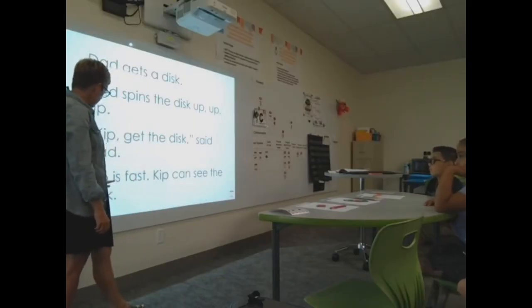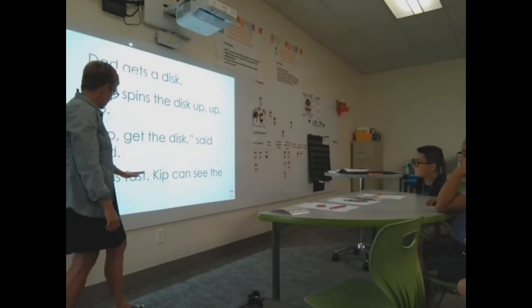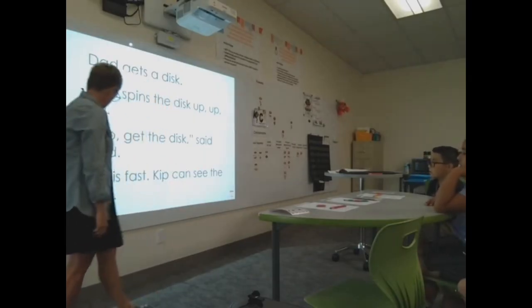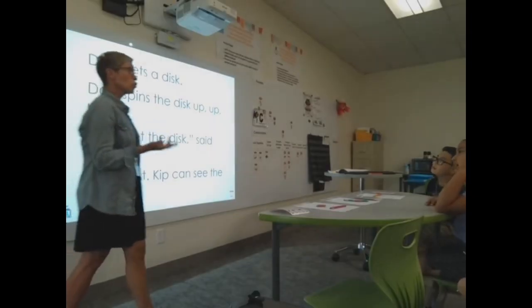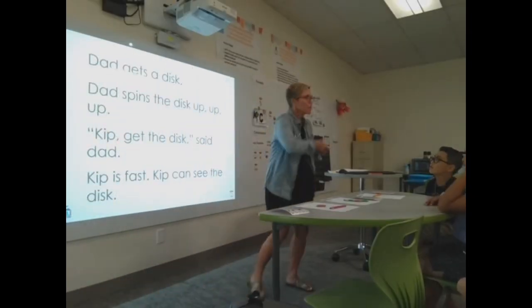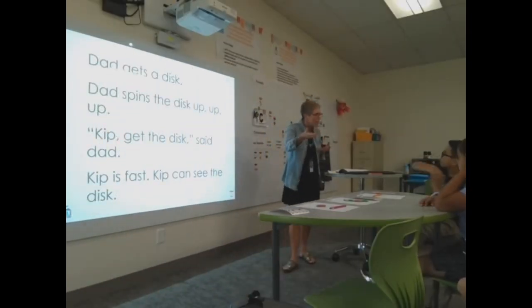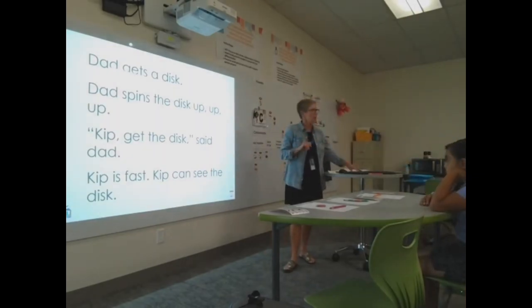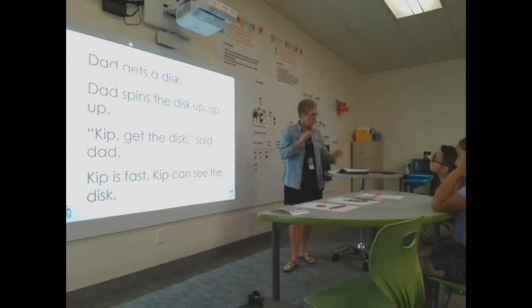Okay, let's everybody read this bottom one. Kip is the, oh, fast. Kip is fast. Kip can see the disc. Okay, in this story, when we see that word disc, it probably means like a frisbee. Have you guys ever thrown a frisbee before? Yeah. I love to throw a frisbee. Yeah, nice. Okay, we're gonna stop there.